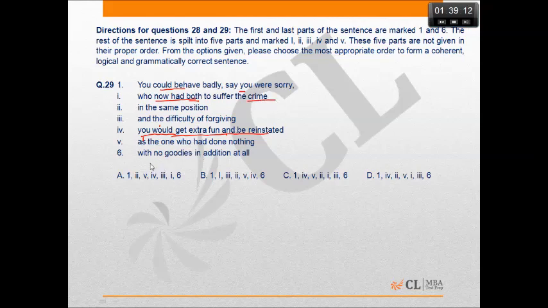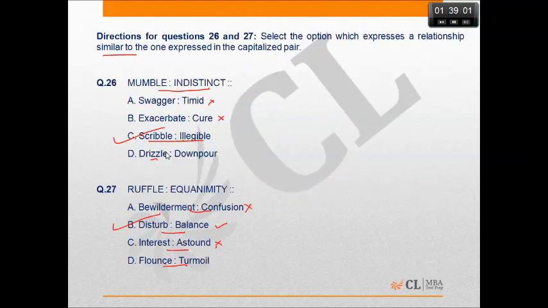1 and 6 seem to be connected. Who now had to suffer the crime with no goodies in addition at all. No, the same position. I think I'll leave this question 29. So I'm leaving question 29. Let me go to the initial two questions.